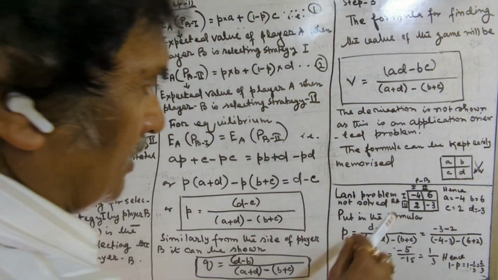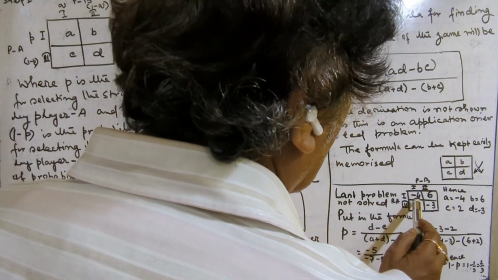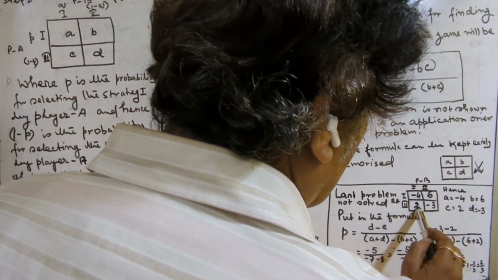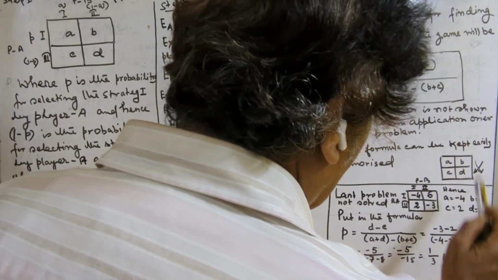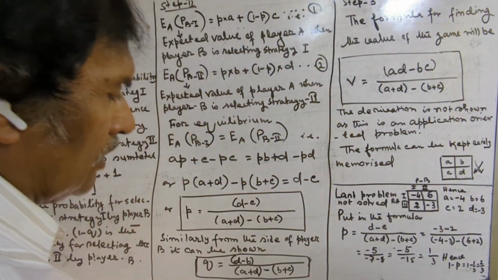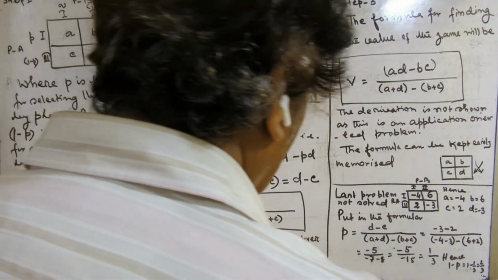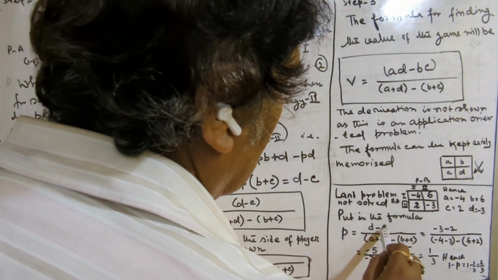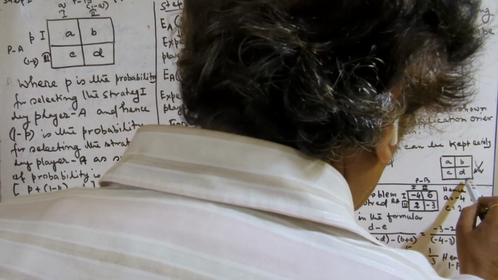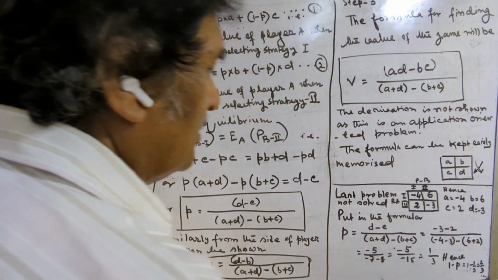Then how will you solve it? You see, if you apply this general formula, what will be the values? A, B, C, D. A is equal to minus 4, B is equal to 6, C is equal to 2, and D is equal to minus 3. These are the numerical values for each variable. Now, for getting the value of P, the probability of strategy 1 for player A, P is equal to D minus C in the numerator, and the denominator will be A plus D minus B plus C. Just put in the values, then you will get 1 by 3.